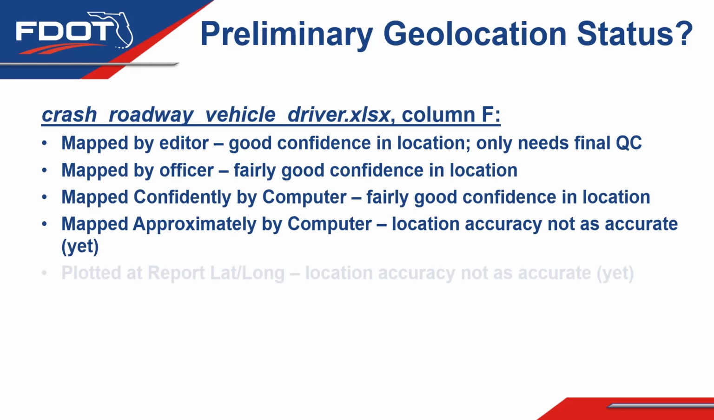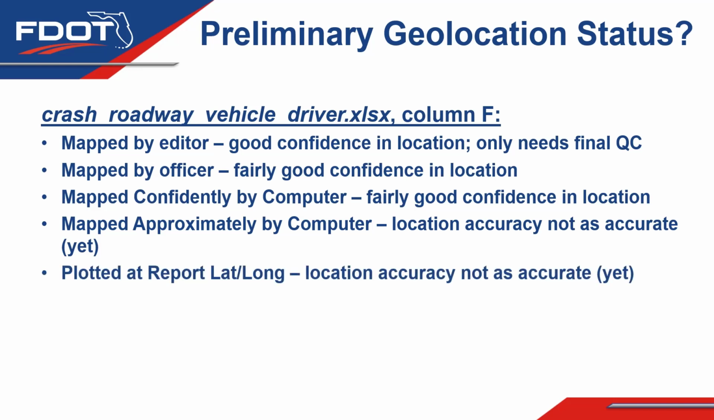And then the final value of plotted at report lat long uses the latitude and longitude that's noted in the crash report. This also has a level of accuracy that is not quite as good as these other methods, and it depends on how it was coded in on site by the officer. So that's a quick description of what all these different geolocation status terms mean.